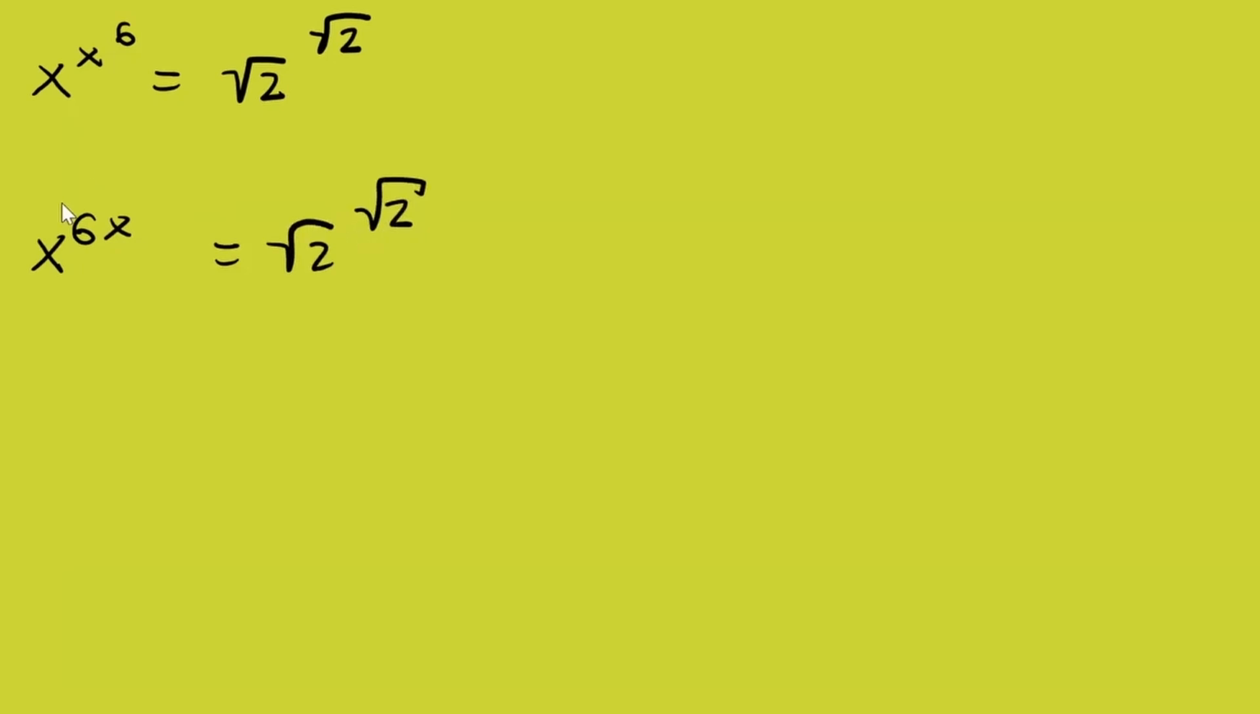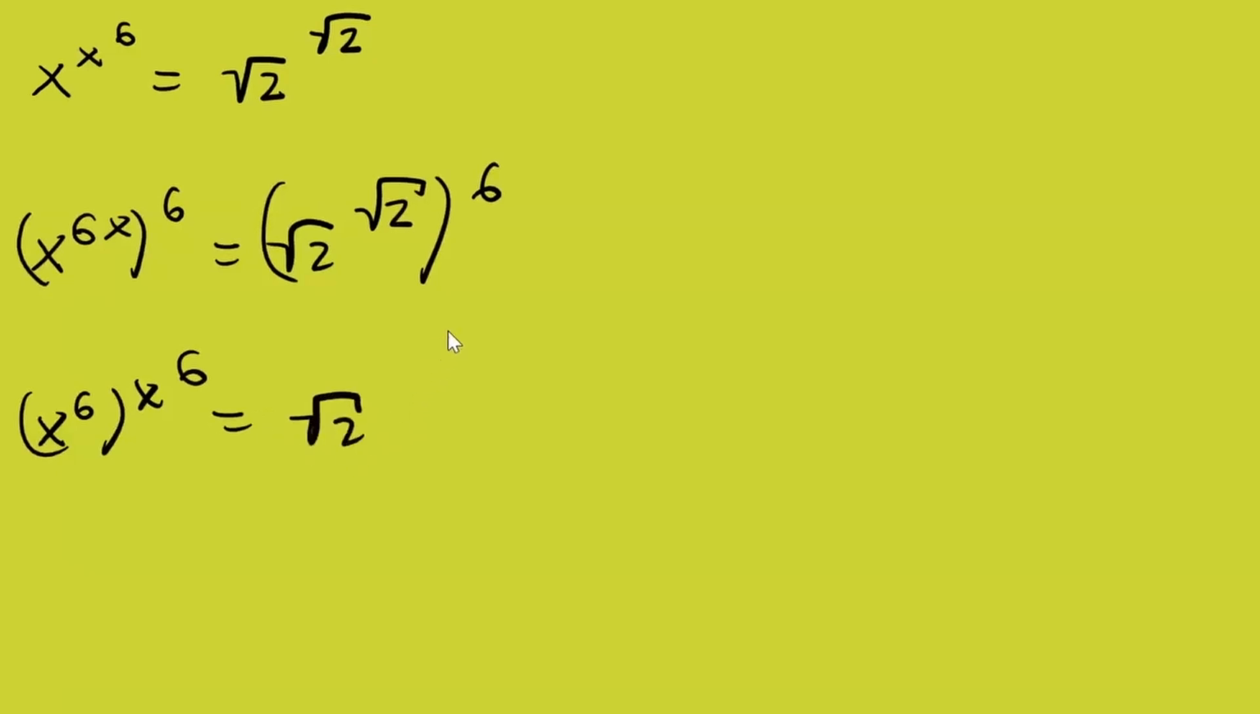Now we can raise both sides of the equation to the power of 6. And let's see what happens. We obtain x to the power of 6 to the power of x to the power of 6. So we have the same thing twice, equals square root of 2 to the power of 6 times square root of 2. And we can simplify the right-hand side as follows.